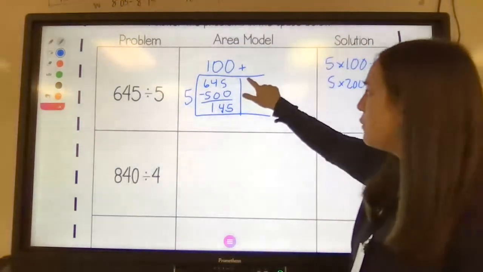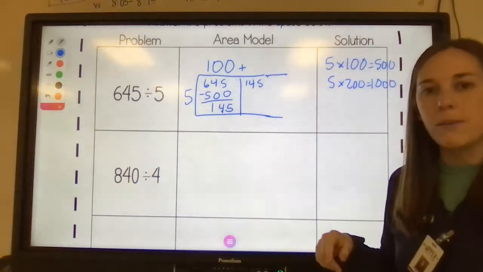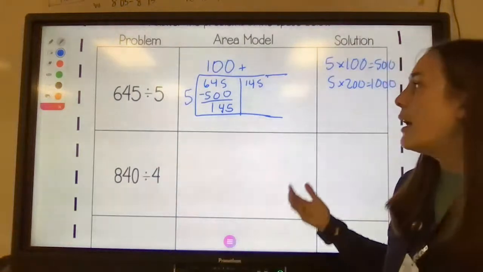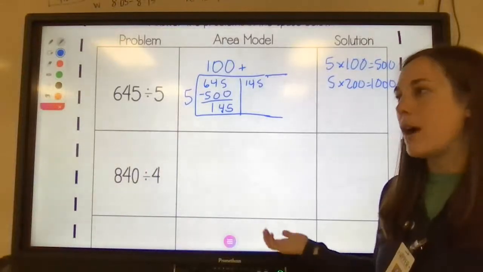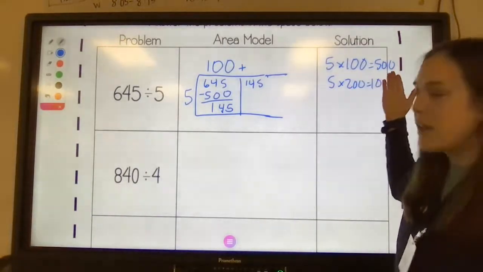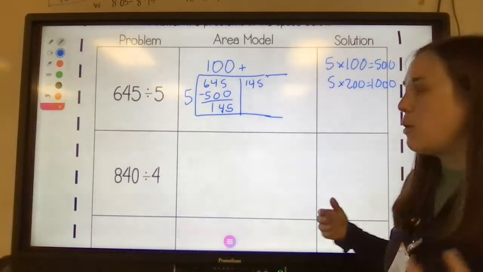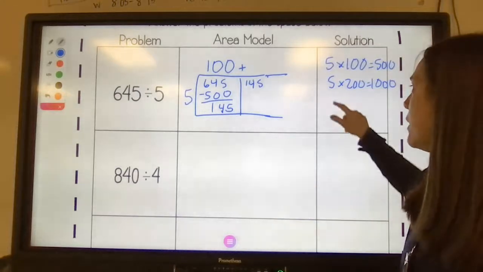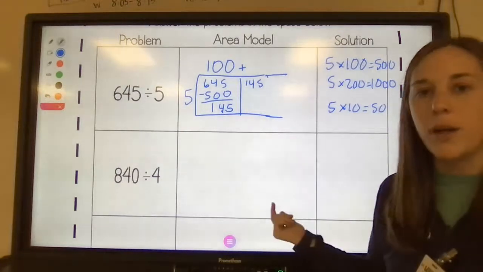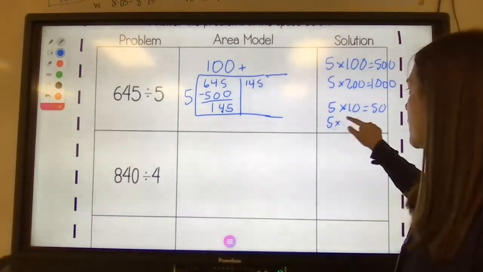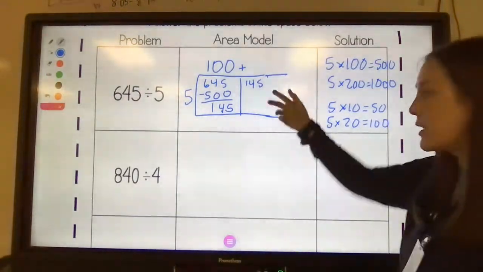I still have 145 to work with, so I'll move over to the next section and extend that out. I ask myself the same question: 5 times what is going to get me as close to 145 as I can get without going over? We already know 5 times 100 is 500, which is too much, so I've got to go smaller. Multiples of 10 are a good place to start. 5 times 10 is 50, but I could possibly go larger, so I'll try 5 times 20. 5 times 20 is equal to 100, so that's getting me closer.